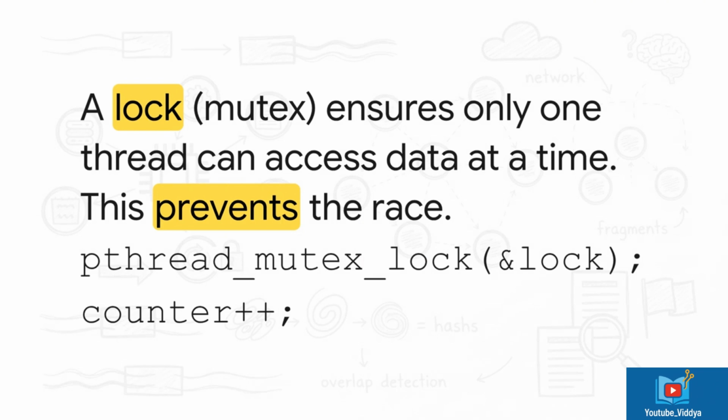And here's the solution, and it's actually pretty elegant: synchronization. By putting a lock, also called a mutex, around that shared piece of data, we basically create a rule: only one thread gets to touch this counter at a time. So thread A grabs the lock, adds 1 to the counter, and then unlocks it. Only after it's unlocked can thread B come in, grab the lock, and do its work. This totally prevents the race and makes sure our final result is correct.